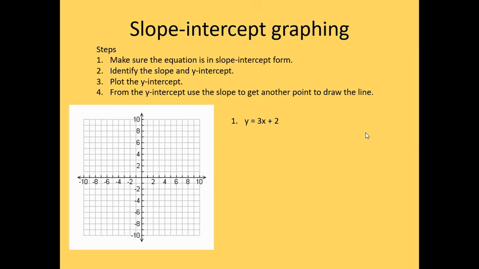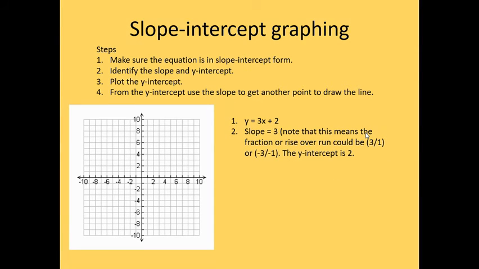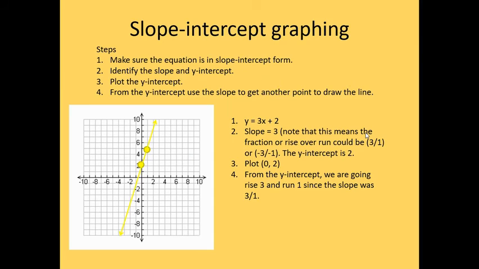What is our slope? Slope is 3. So we're going to start at the y-intercept of 2, okay? And then from there, we're going to rise 3 and go over 1 to get the second point, and then we can just draw our line, okay? See how easy that is? By using the y-intercept and the slope, we can get our 2 points to draw any line.